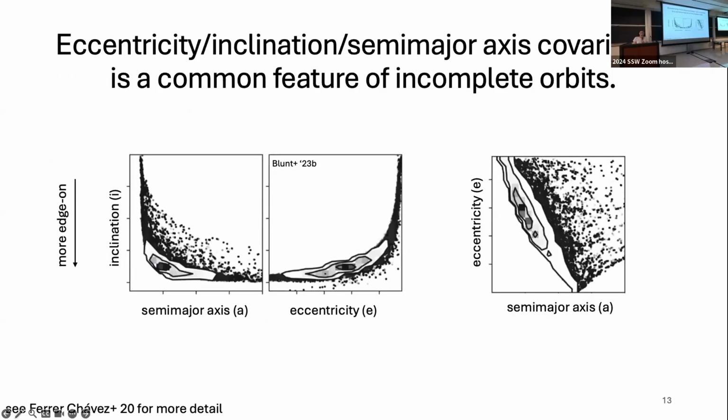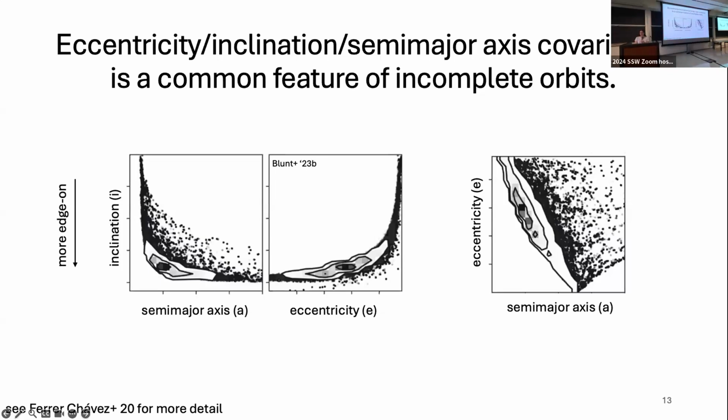One other thing I want to point out is that eccentricity, inclination, and semi-major axis covariance is a really common feature of incomplete orbits. So I'm showing some excerpts from a corner plot of the covariances between semi-major axis and inclination, eccentricity and inclination, and semi-major axis and eccentricity. What this is showing is that for a smaller semi-major axis, we need a higher eccentricity and closer to a face-on orbit in order to intersect a portion of the orbit.